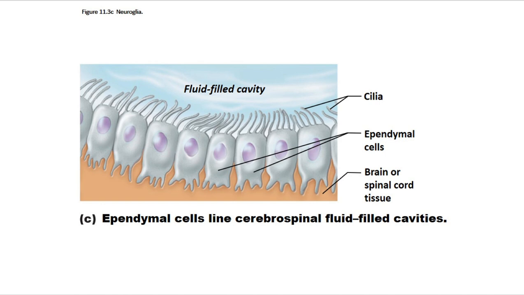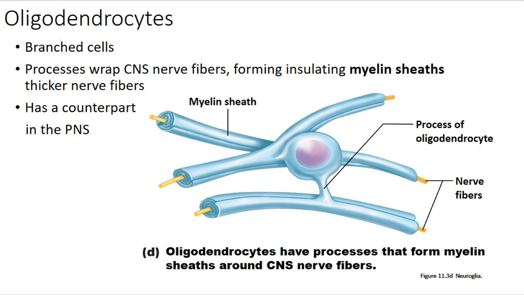So here's our ependymal cells. We can see a sheet of cells, roughly columnar in shape here, embedded in brain or spinal cord tissue with cilia on their apical surface, and that's going to be near a fluid-filled cavity, and that cavity usually contains CSF, which is cerebrospinal fluid. All right, next we're going to look at our oligodendrocytes.